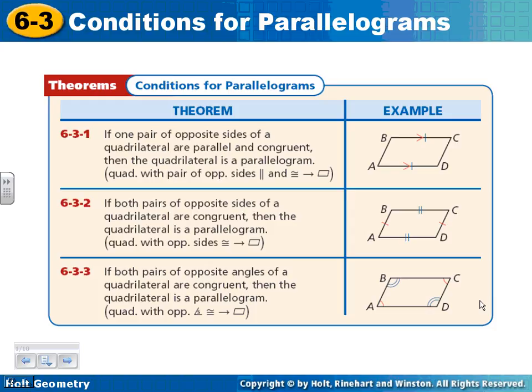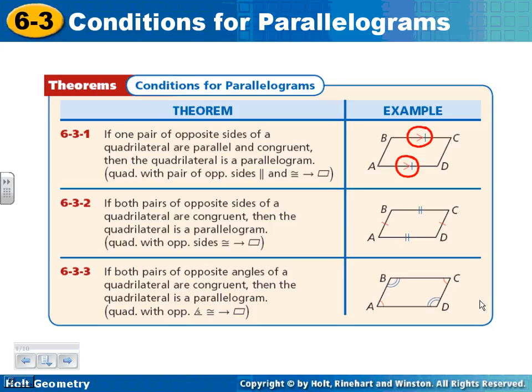The first one, 6.3.1, reads, if one pair of opposite sides of a quadrilateral are parallel and congruent, then the quadrilateral is a parallelogram. In other words, if you look over here, I'll circle it. The top and the bottom are both marked parallel and congruent. That means it's a parallelogram. Now the left side and the right side are not marked. But if they were, and the top and bottom were not, it would still be a parallelogram.